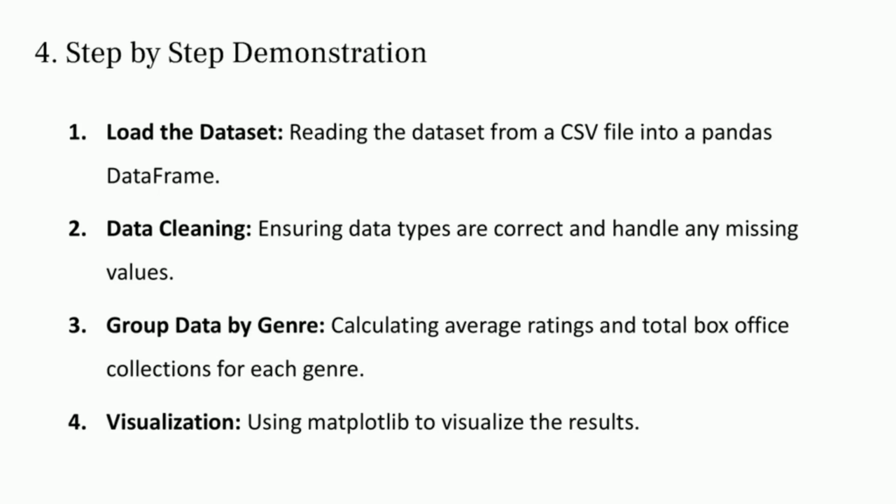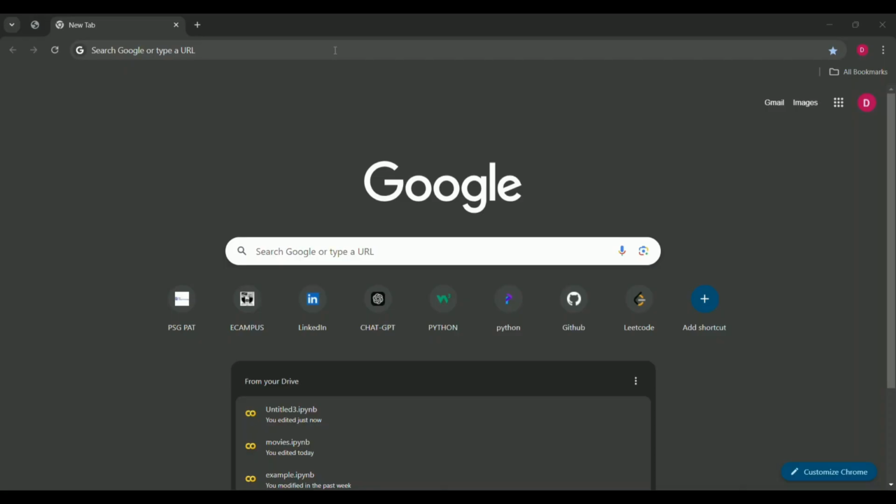First and foremost, we have to load the dataset from the movies.csv file into a Pandas data frame. By cleaning the data, we can ensure that data types are correct and handle any missing values. Then, we will group the data by genre to calculate average ratings and total box office collections using Pandas grouping functions. Finally, we will visualize the results with Matplotlib in a clear and engaging way. Okay, let's start the demo video.